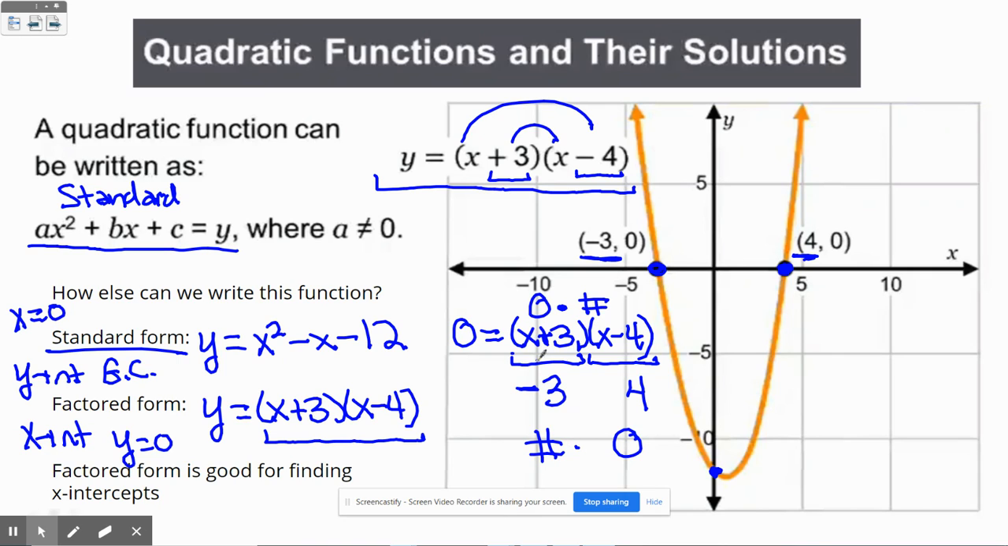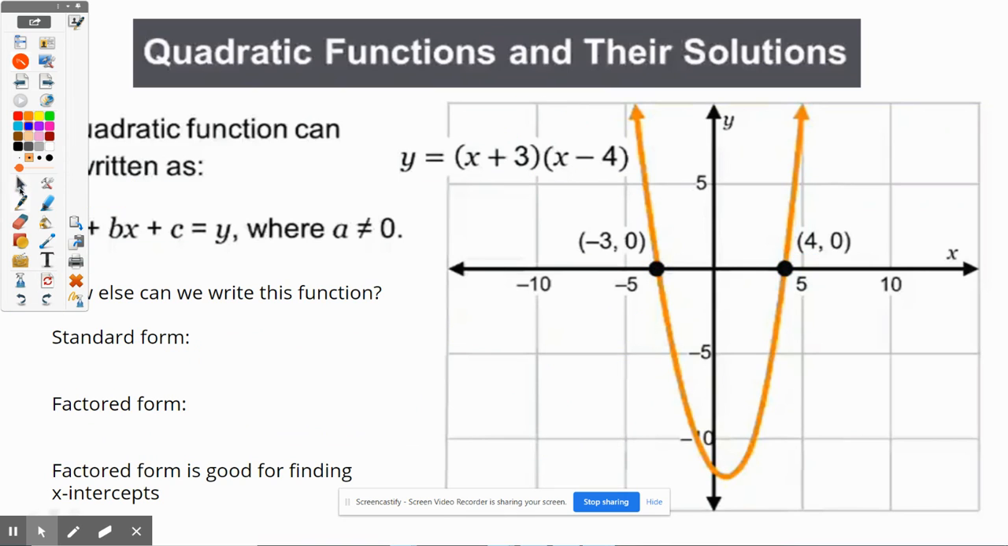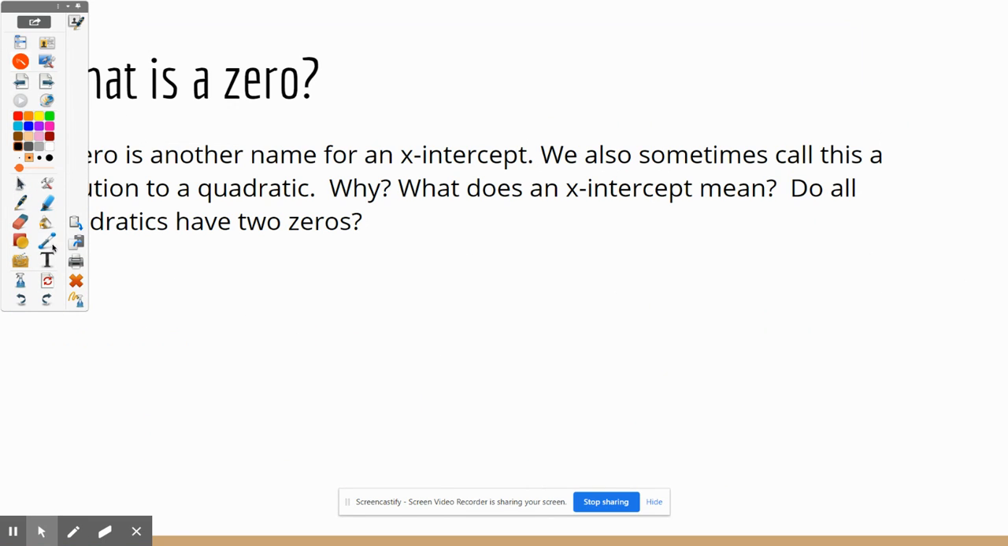So if you can get factored form, that's two things being multiplied by each other. You can find the x-intercepts by making y equals 0, and that is a special property that we're going to talk about here on this next slide.